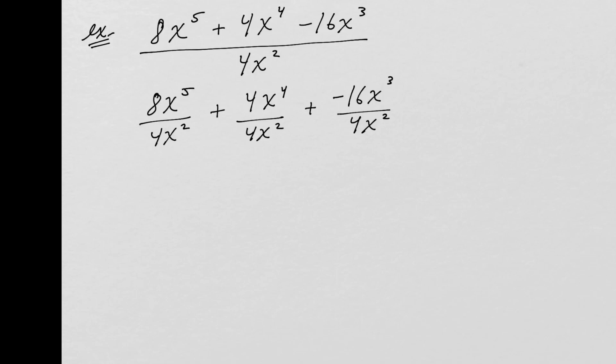And now I'm just dividing monomials, right? So what is 8 divided by 4? That's 2. X to the fifth divided by x squared is x cubed, right? 5 minus 2 is 3. Then I have 4 divided by 4 is just 1, so I don't even have to write the 1. And then x to the fourth divided by x squared is x squared. And then finally, negative 16 divided by positive 4 is negative 4. And then x cubed over x squared is x to the 1, which I just leave as x. And that's it.